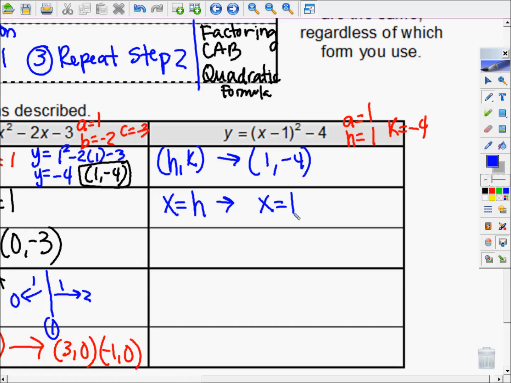All right, how do I find my y-intercept? You plug x equals 0 into the equation. X equals 0. So I'm going to plug it into the equation. So now I have y equals 0 minus 1 squared minus 4. So what does y have to be? I end up with 1 minus 4, which equals -3. So what's my coordinate? 0, -3.